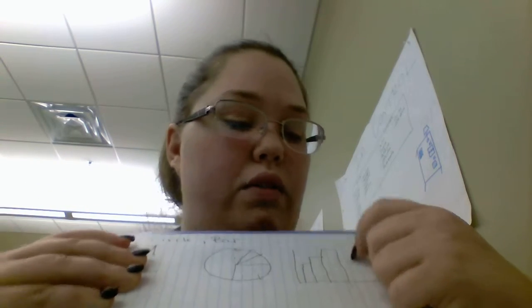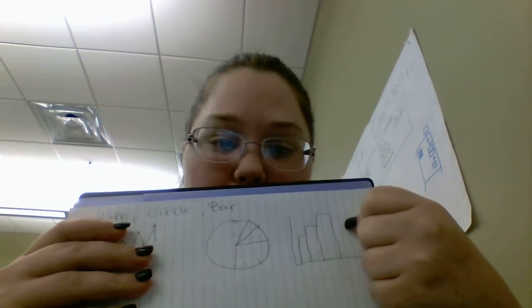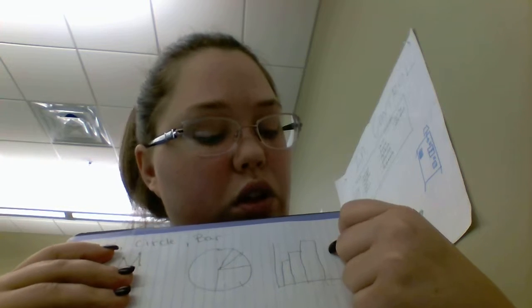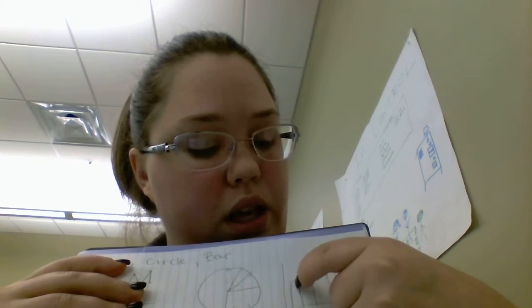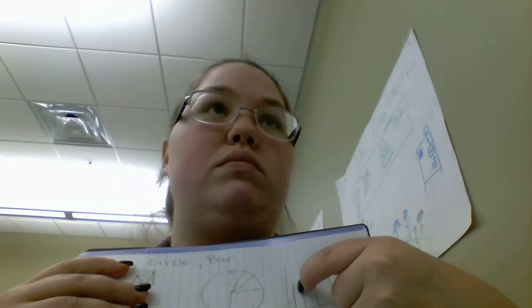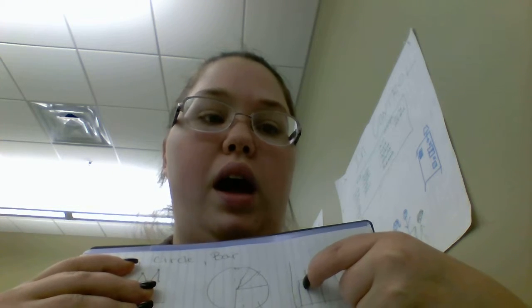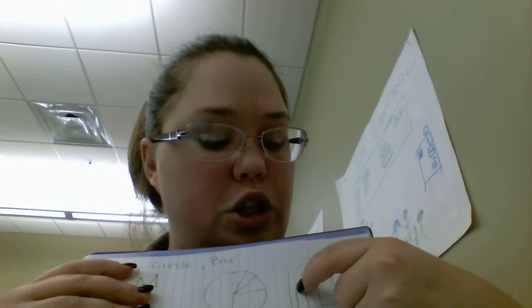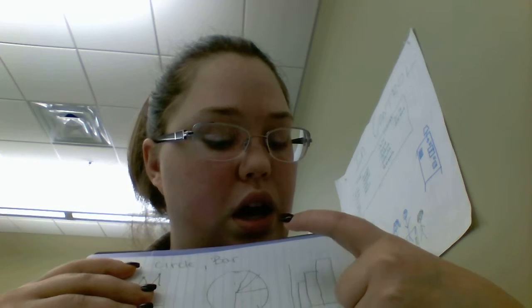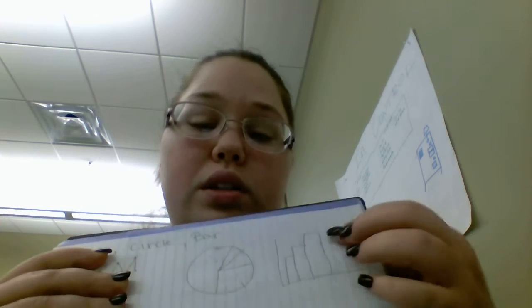And then a bar graph is where you graph something to look like it's going up. So say this is how many hours it takes to do an assignment. So Johnny took 3 hours, Susie took 4 hours, stuff like that.